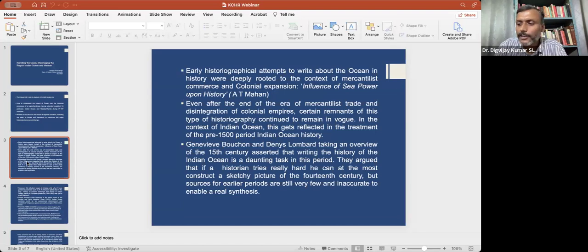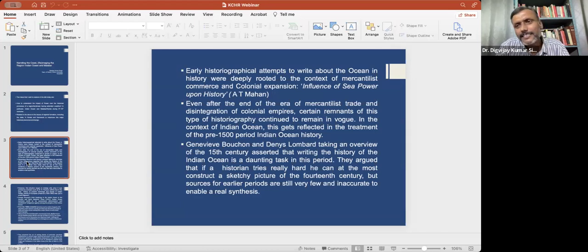And even after the end of the era of mercantilist trade and the disintegration of the colonial empires, certain remnants of this type of historiography continue to remain in vogue. If we look at the history of the Indian Ocean, we will find that the period between 1500 and 1800 gets more importance. A large number of volumes, books, articles, and journals are on this period, compared to, for example, the pre-1500 situation in the Indian Ocean with regard to the western seaboard of India, or for that matter, the eastern seaboard of India.